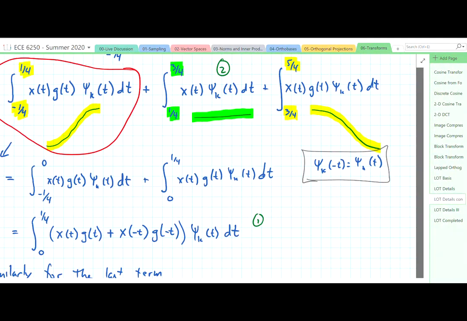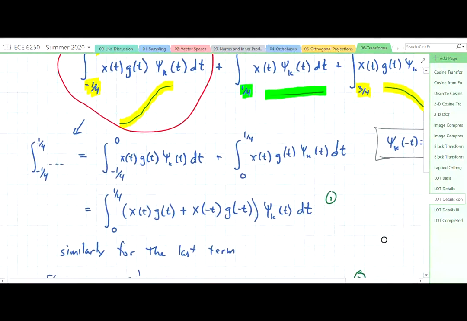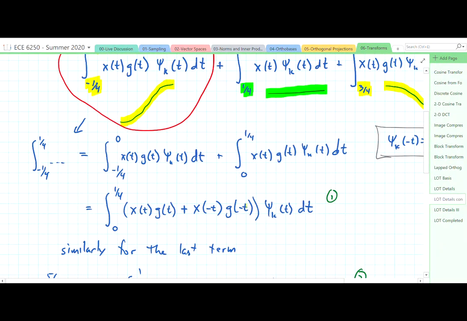It was defined that way. So because of the even nature of this, we can now recombine these two sums. The first one we have x of t times g of t times psi k of t, and we're looking at 0 to 1/4. And so that shows up here, x of t, g of t, psi k of t.